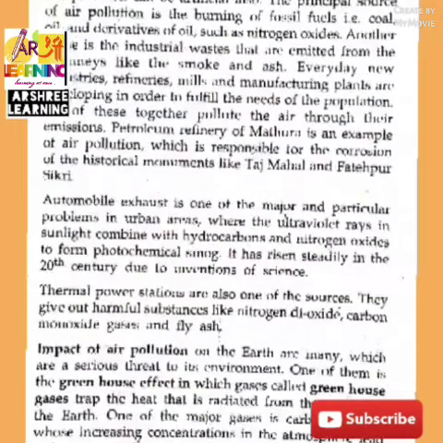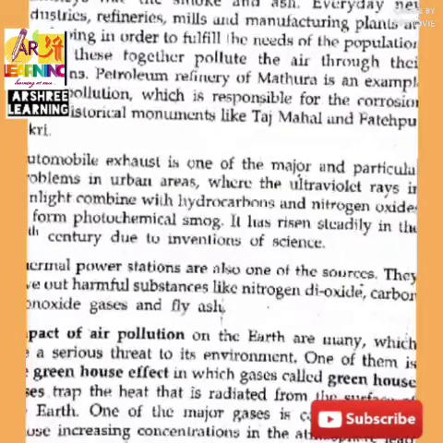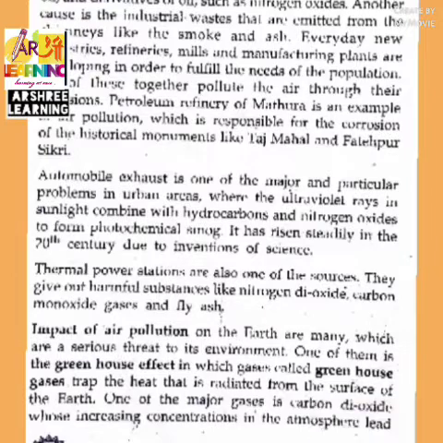The automobile exhaust is one of the major problems in urban areas, where the ultraviolet rays in the sunlight combine with the hydrocarbons. What do the ultraviolet rays in the sunlight do? They combine with the hydrocarbons. These hydrocarbons are given out from the vehicles and are the compounds left in the air. In the presence of sunlight, these hydrocarbons combine with the ultraviolet rays to form photochemical smog.